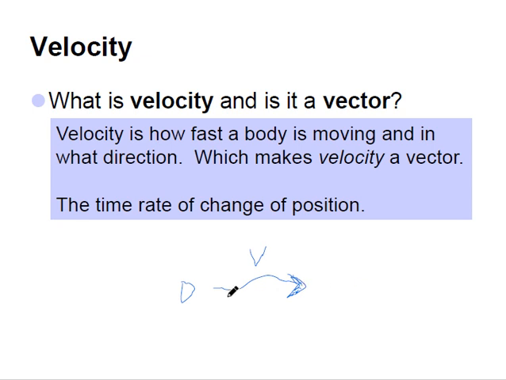Direction. So you have a body in motion going somewhere in a particular direction. Since it has a magnitude and direction, it is a vector. This makes velocity a vector: how fast the body is moving and in what direction. It includes the magnitude, the speed, and the direction where it is going. In other words, we call it the rate of change of position.